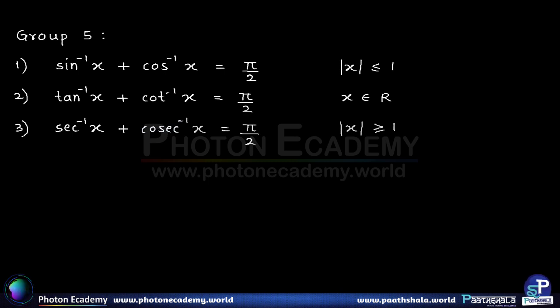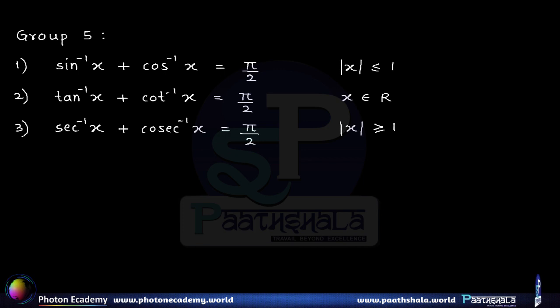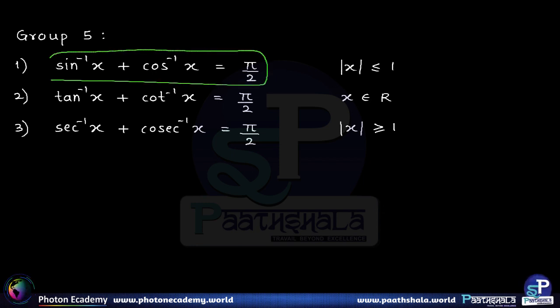So here also we see a very clear pattern or a structure. The addition of two related inverse trigonometric functions gives us pi by 2. So that's the way it is. Let us try to prove the first property, and the same will apply for the other two also.